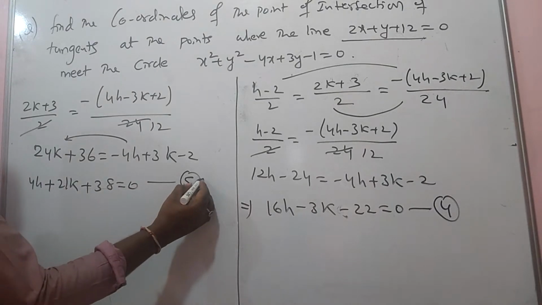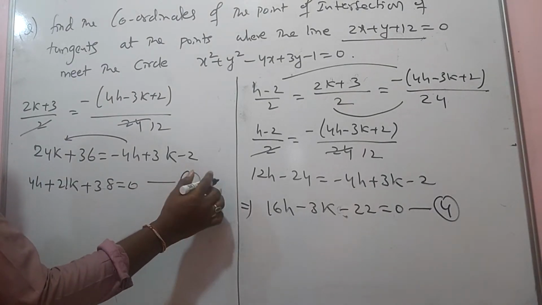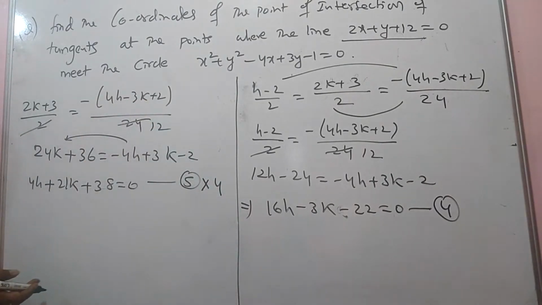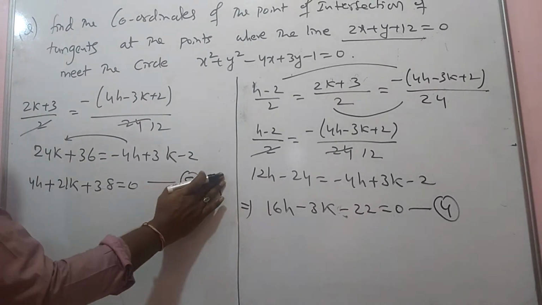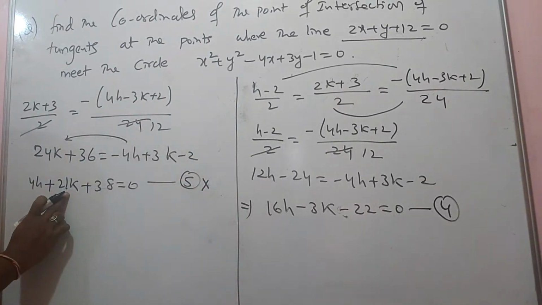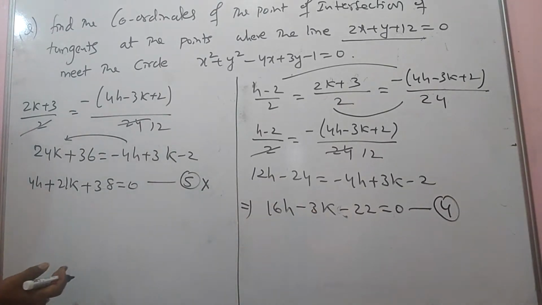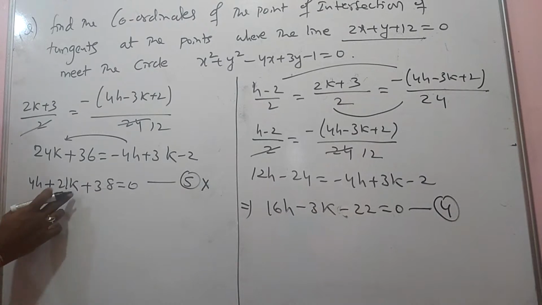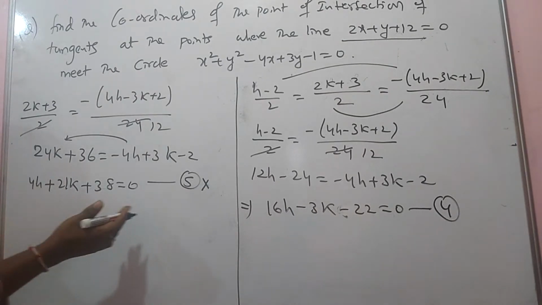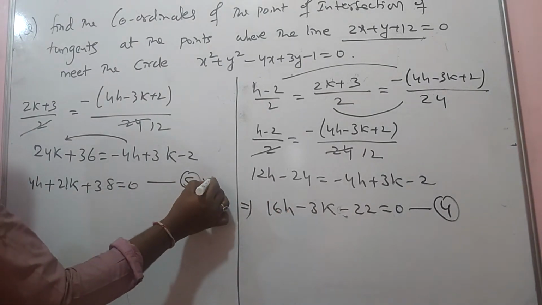If I want to solve this one, I multiplied 5 with 4. So that is only what I did. If you want to do one thing here, you can make k the same. If you want to multiply k with 7, it's up to you. What you are making is up to you. Here 4 should be multiplied.